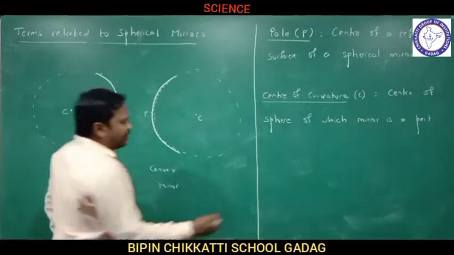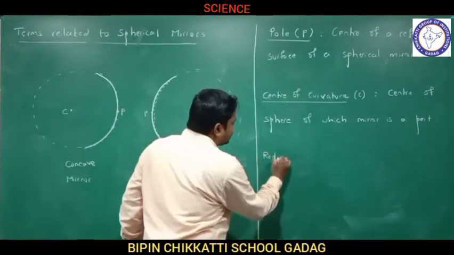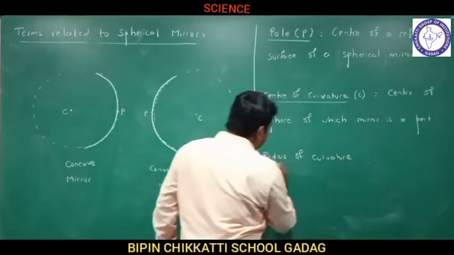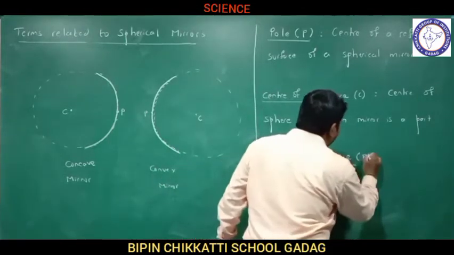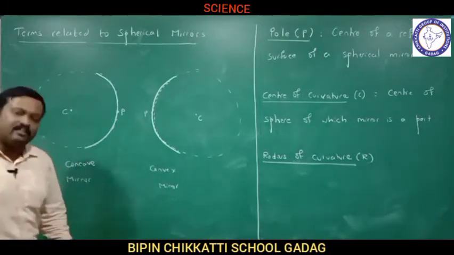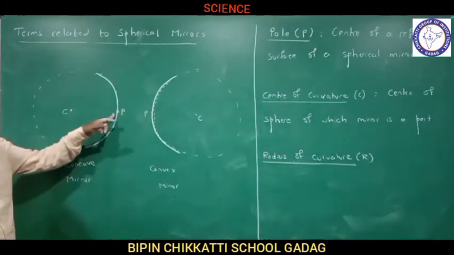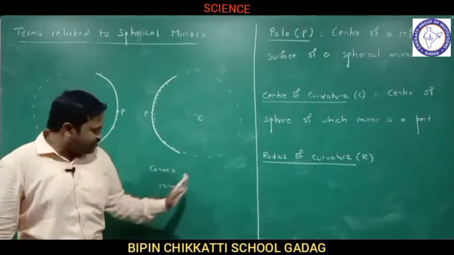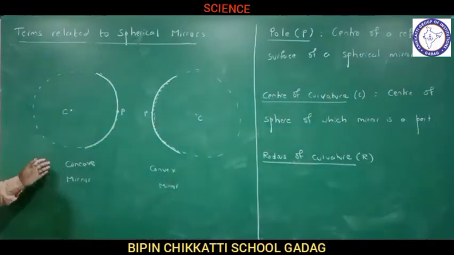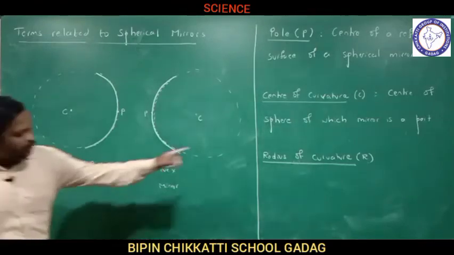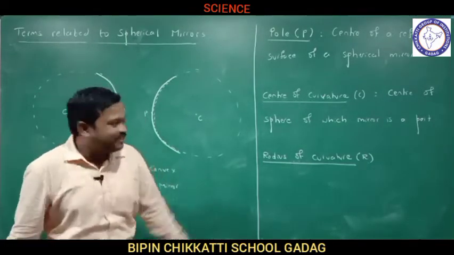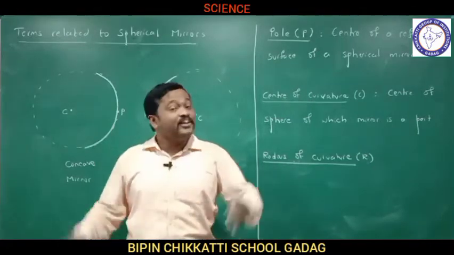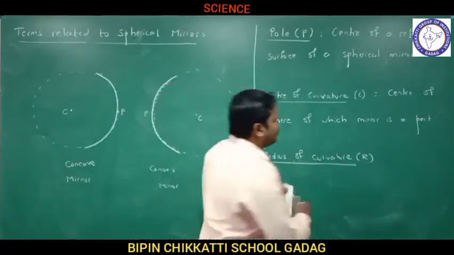Another thing we will be discussing is the radius of curvature, and we denote it by capital letter R. The center of curvature is in front of the mirror in case of a concave mirror, but behind the mirror in case of a convex mirror. Now let me go with the radius of curvature. This is the center of curvature, this is the radius of curvature. So radius of what? Radius of the sphere, right? Simple. There is no difference between these two.